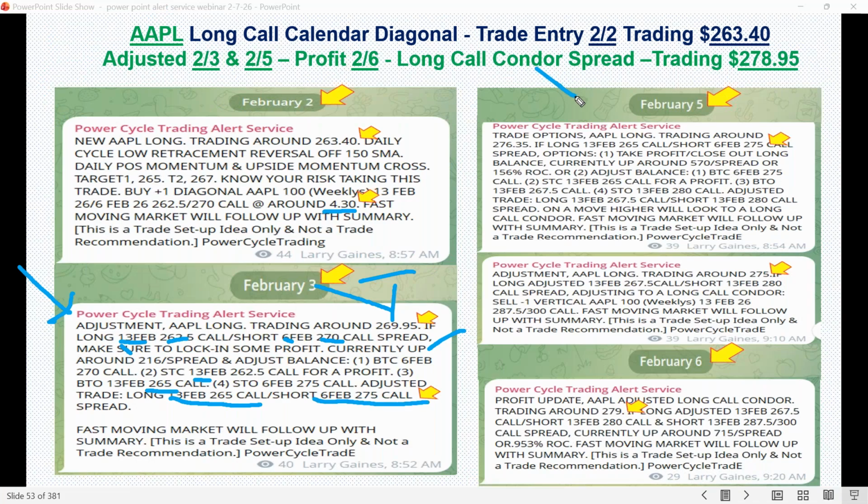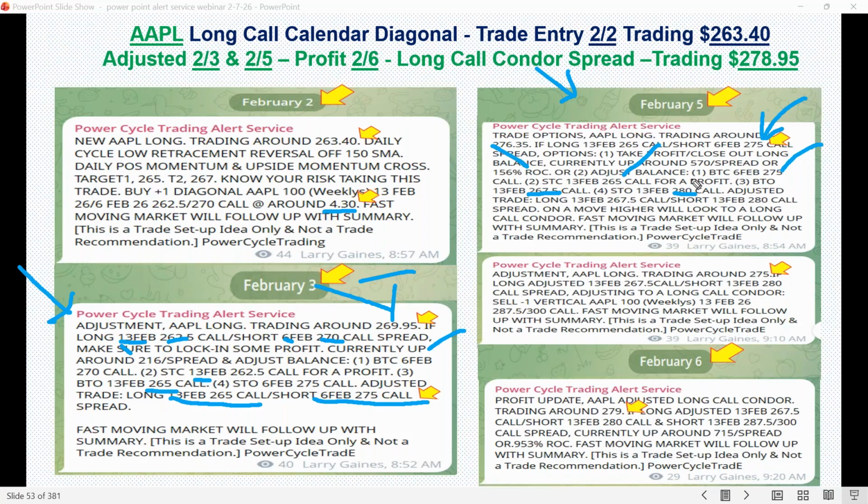Then we did one more adjustment here on the 5th. Now it's traded at 275. So it did one more adjustment, and here it was to adjusting this up to the next level. We moved this up and bought to close the 275 short strike. We were into that short strike there, took a small loss, but sold to close the 13th Feb 265 call for a big profit, and then bought to open, rolled it up to the 267.5 and sold against that the 280.